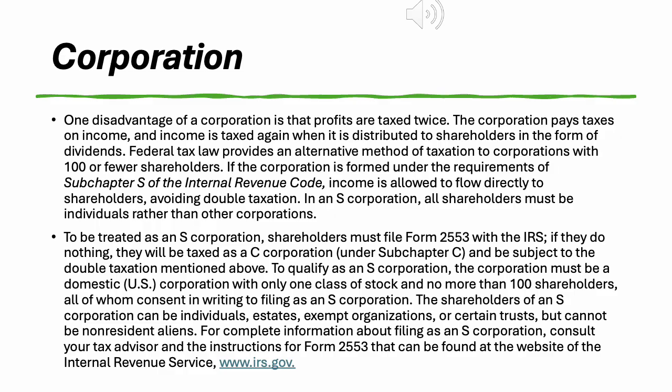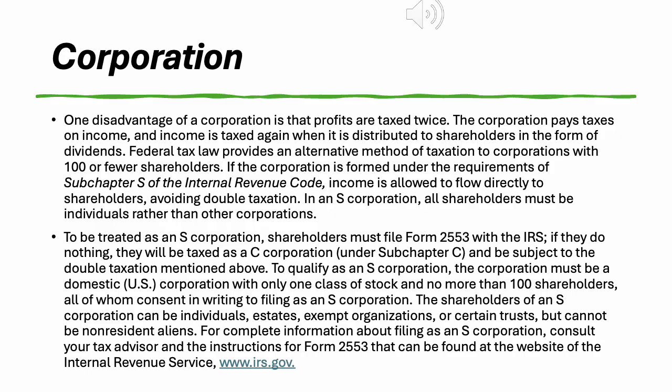In an S corporation, all shareholders must be individuals rather than other corporations. To be treated as an S corporation, shareholders must file Form 2553 with the IRS. If they do nothing, they will be taxed as a C corporation under Subchapter C and be subject to the double taxation mentioned above.